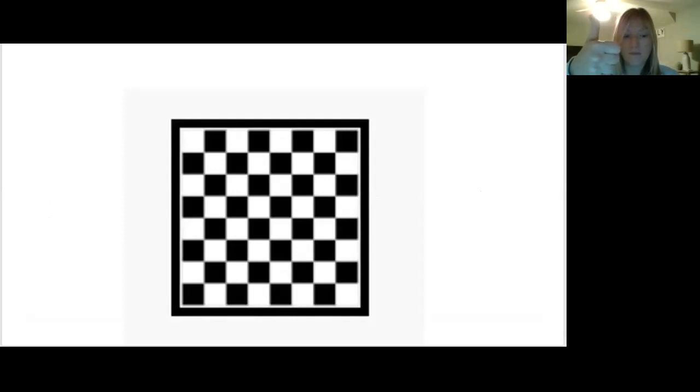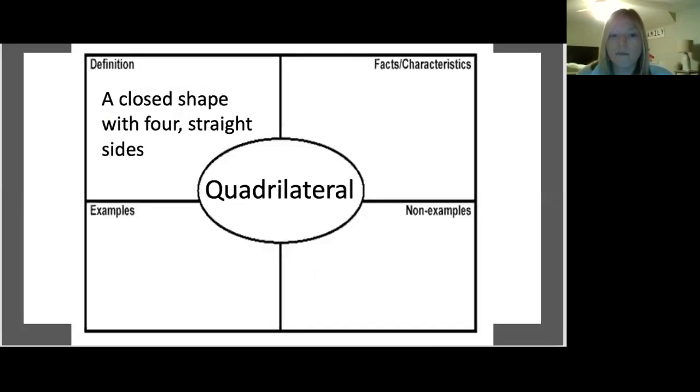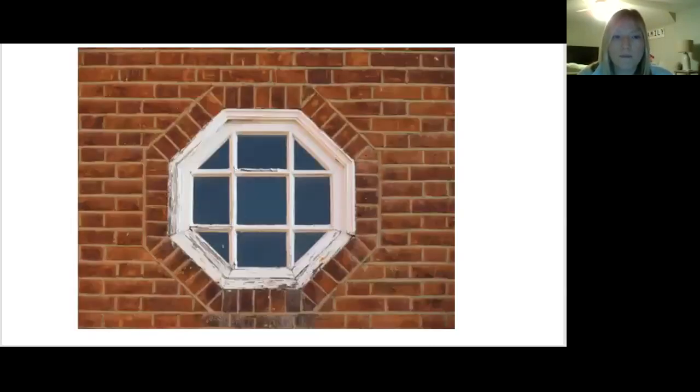Good work. So it is a quadrilateral because it has what? Do you remember? 4 sides. 4, good. 4 straight sides. And it's a closed shape, right? So if you forget, this is our definition in our Frayer model, a closed shape with 4 straight sides. Awesome job. Let's look at this one.